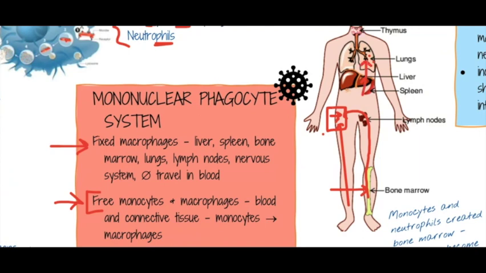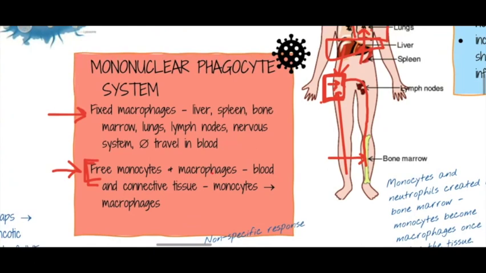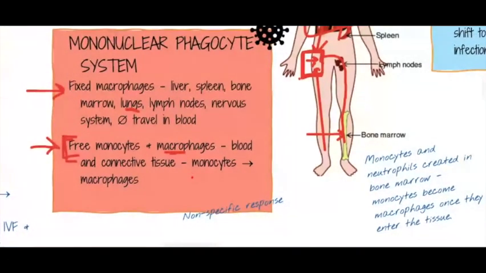But when you have this chemotaxis going on right here, because there's been some kind of injury, these fixed macrophages that are in the lungs or in the liver are not being pulled to that site. Only the ones that are in the blood system, these free monocytes here, are going to be pulled. Okay, so the difference really is that a fixed macrophage doesn't travel in the blood. It stays where it is and attacks whatever comes to it. A free monocyte travels through the blood or the connective tissue and becomes a macrophage and then performs its job of phagocytosis at that point.